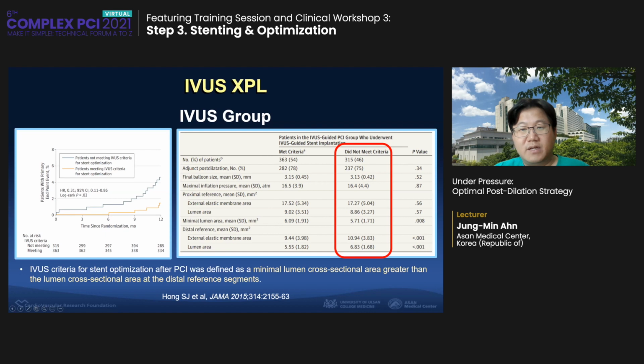Another important piece of information from this study concerns the IVUS group. Dr. Hong divided the IVUS group into two groups: those meeting the IVUS optimal criteria and those not meeting them. He defined the IVUS criteria for stent optimization after PCI as a minimum lumen cross-sectional area larger than the lumen cross-sectional area at the distal reference segment. Even though IVUS was performed, some patients did not meet the IVUS criteria, and that is associated with a higher event rate.